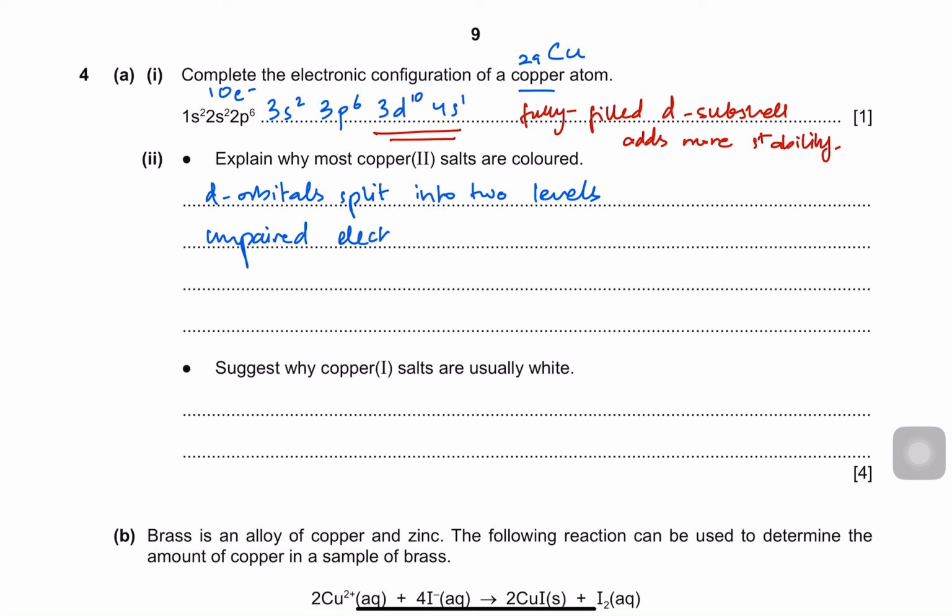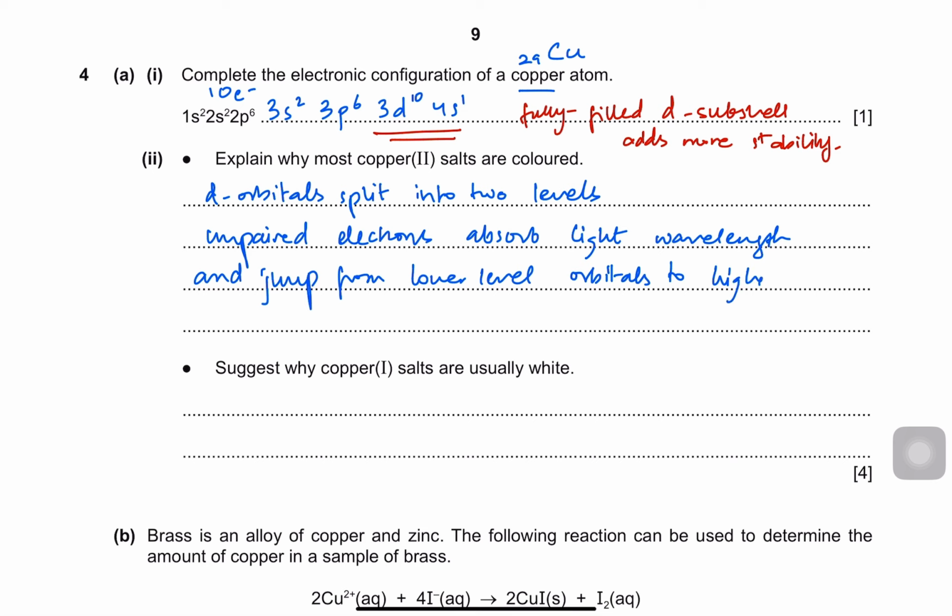Unpaired electrons absorb light wavelength and jump from lower level orbitals to higher level by absorbing energy, which is equal to delta E value, and then eventually we end up mentioning that. This imparts color.